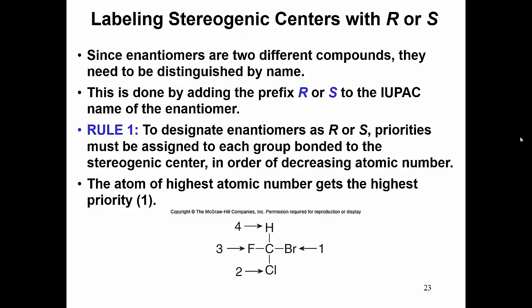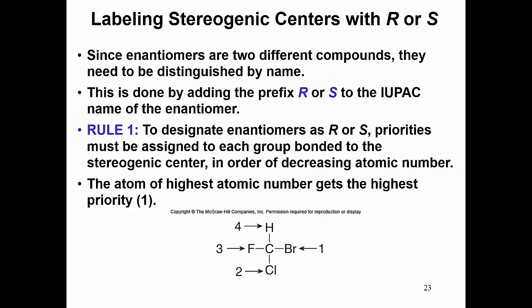Okay, so let's talk about how we give different enantiomers different names. This is done by adding the prefix R or S to the beginning of the IUPAC name of the enantiomer. So R and S are just designated letters. The good news is there's only two kinds of enantiomers, R or S.